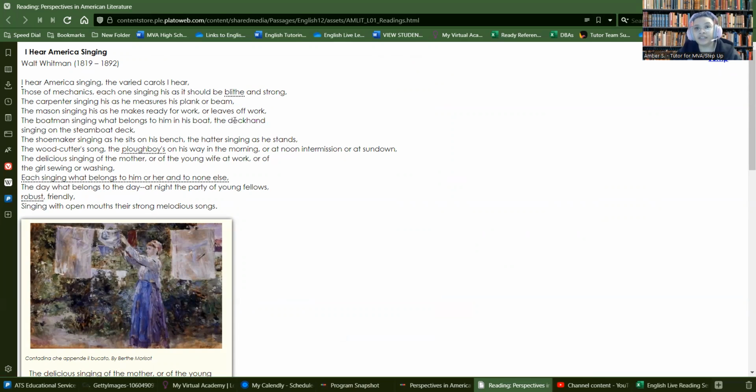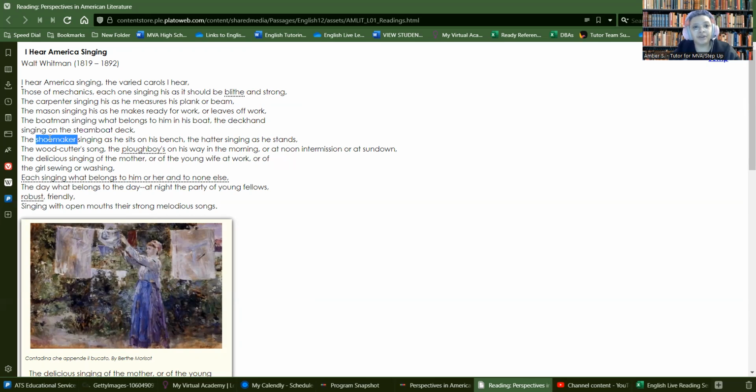So a deckhand is someone who helps with their hands on the boat. There are a lot of different jobs that use the word hands to sort of relate what the work is. Usually if you're a hand of any kind, it means that you're a helper or an assistant. You're someone that does work on that level of the boat. And it says the deckhand singing on the steamboat deck. So they're telling you what type of boat the deckhand is on.